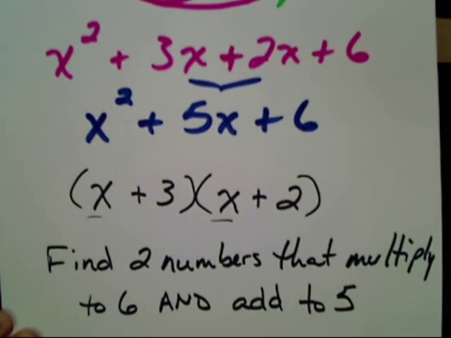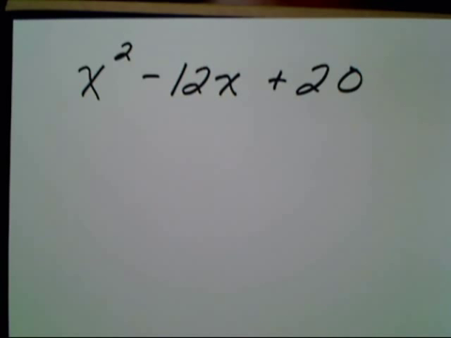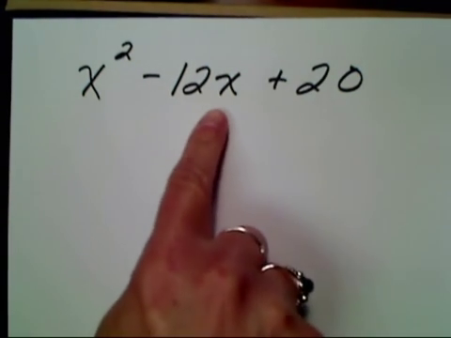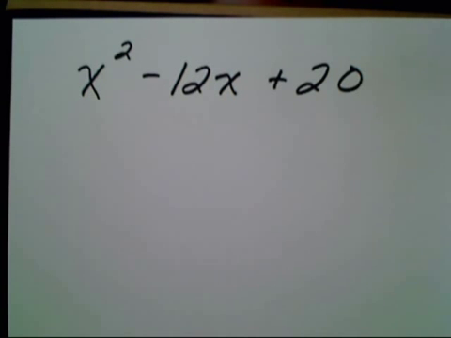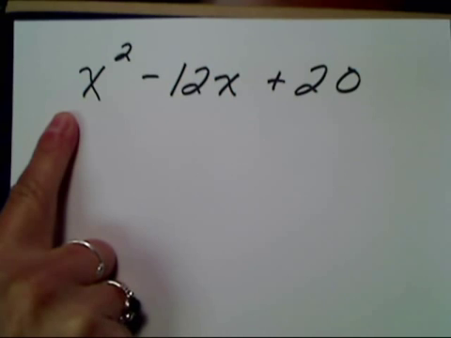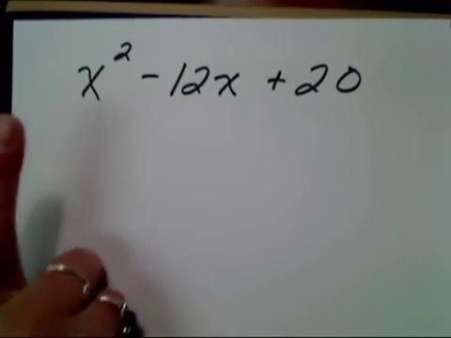Let's see if that works on another. Here's another problem, x squared minus 12x plus 20. Once again, when factoring, the first thing I always look for is a greatest common factor. There isn't one that goes into all three of these terms, and so we go on to our next step. The next step says count how many terms you have. I have 1, 2, 3 terms, so this is a trinomial. Fortunately, it's also the easy kind of trinomial because the number in front of x squared is a 1.